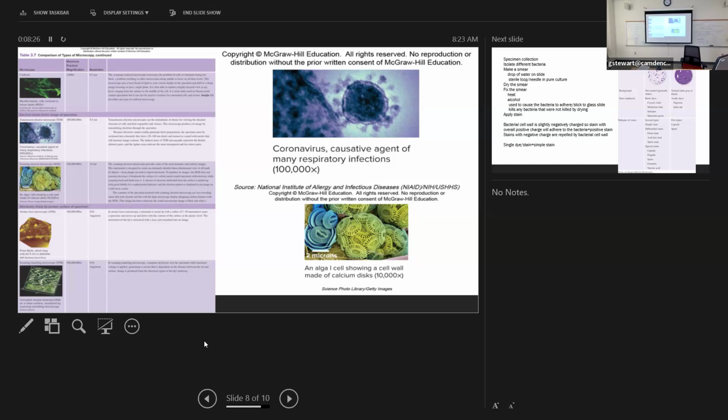And the resolution, I believe, is half a nanometer, 0.5 nanometers, I think. Which again, remember, a millimeter is 1,000th of a meter, a micrometer is 1,000,000th of a meter, a nanometer is 10 to the -9 of a meter. Okay.